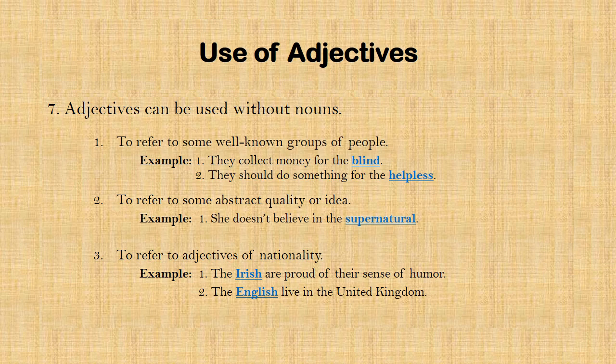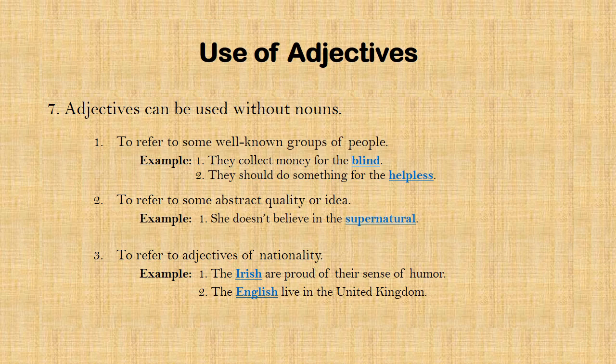Two examples are given here for you. They collect money for the blind, and they should do something for the helpless. The words blind and helpless are underlined, and they have been used after prepositions. Though we need nouns after prepositions, we can use adjectives if the adjectives refer to some well-known groups of people. At the same time, it is necessary to use the word "the" before the adjectives. Here the blind mean the blind people, and the helpless mean the helpless people.